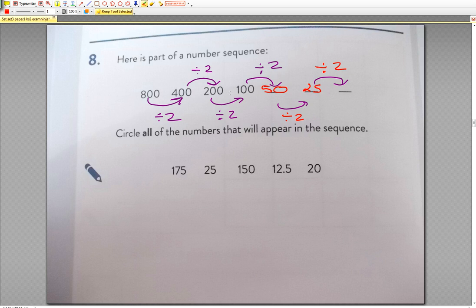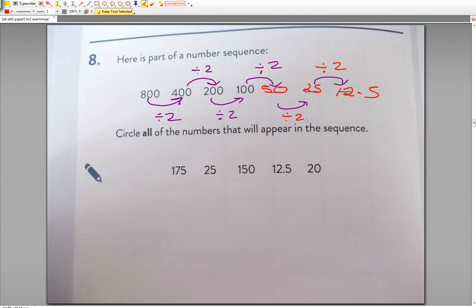So what's half of 25? Who knows that? Go on, Abdi, have a go. Everyone's stuck. What's half of 25? 12.5. Thank you. 12.5. Actually, it could be fraction or decimal. Okay, circle all the numbers that will appear in the sequence.